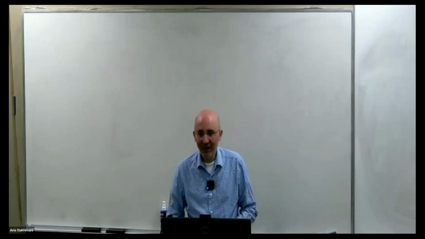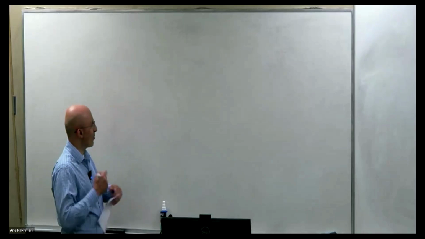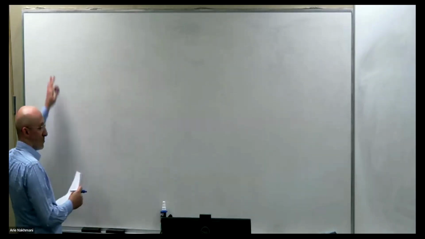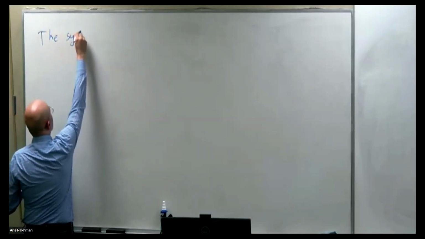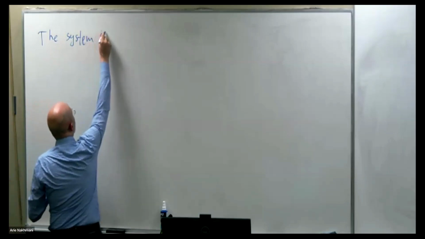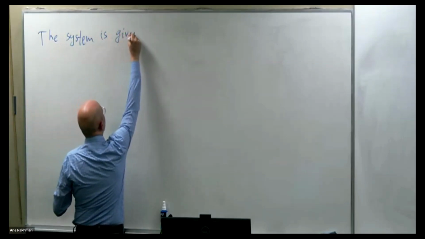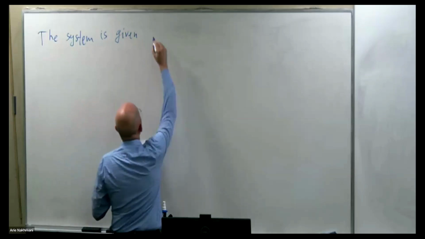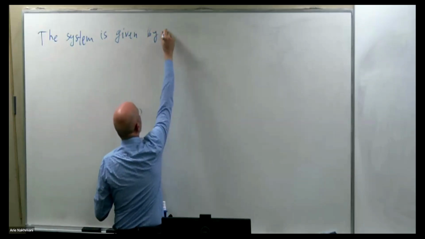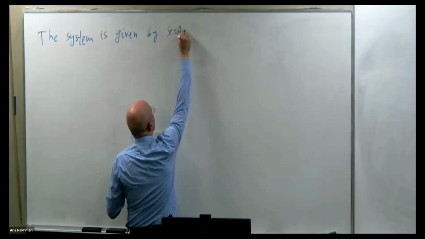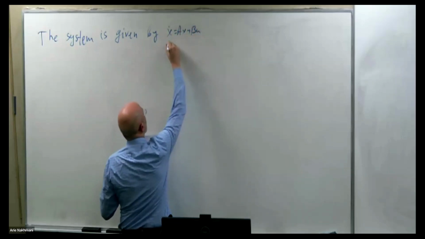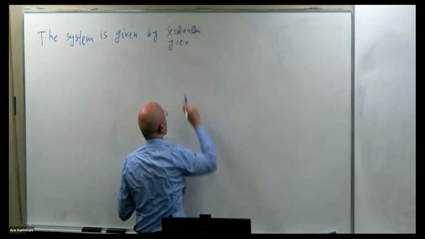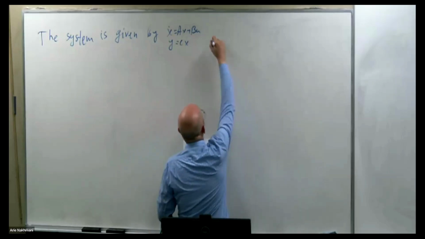It'll be fine. All right, so problem number one. Okay, first question. The system is given by a regular equation, x dot equals Ax plus Bu, y equals Cx, and the matrices are given like that.